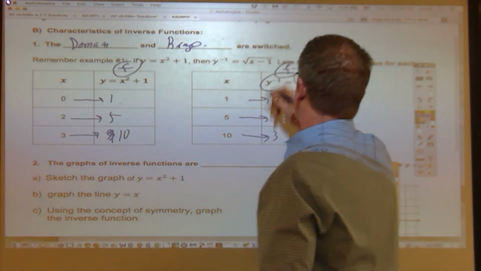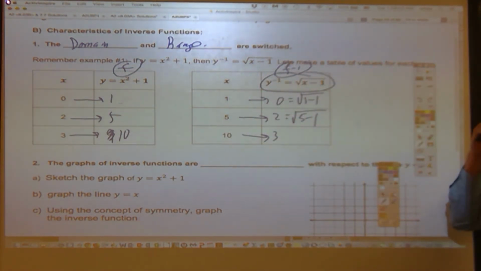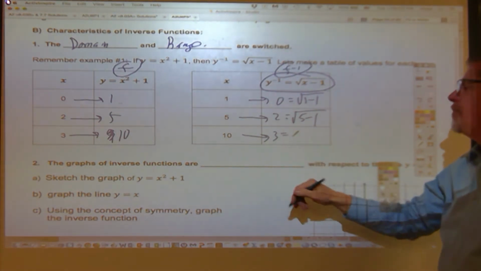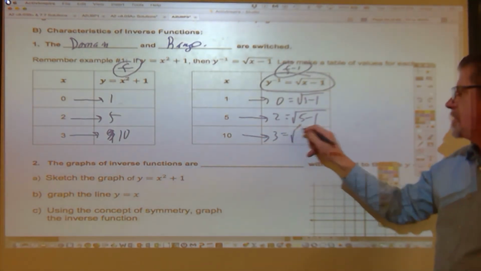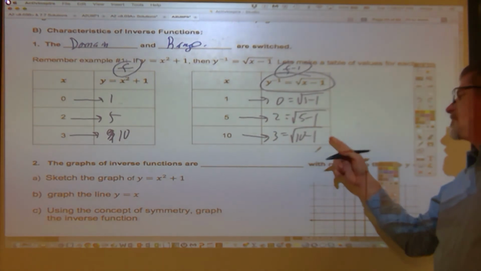This is f inverse. They undo each other. So to prove that this is true, we're gonna take 10 minus 1, which is 9, take the square root.